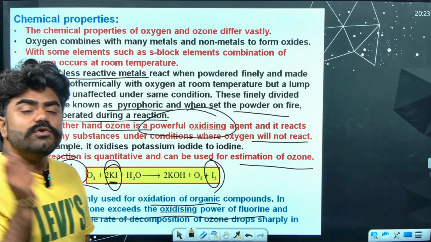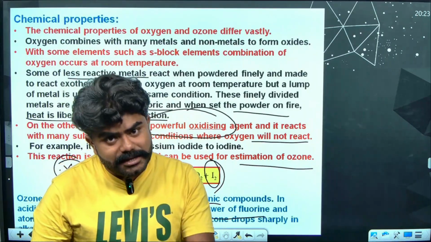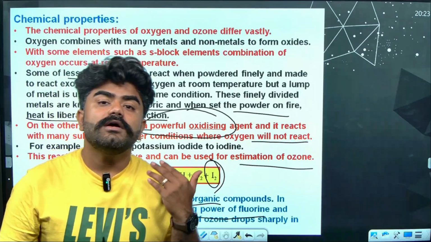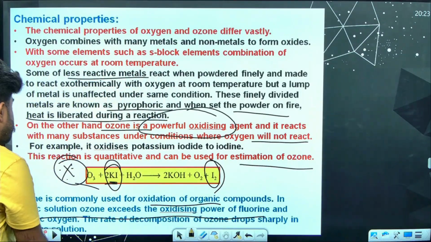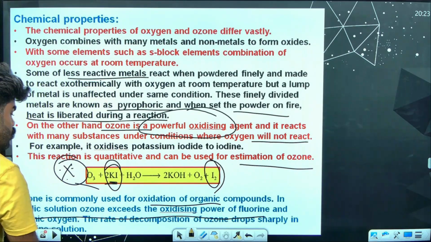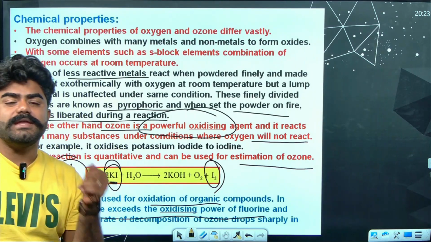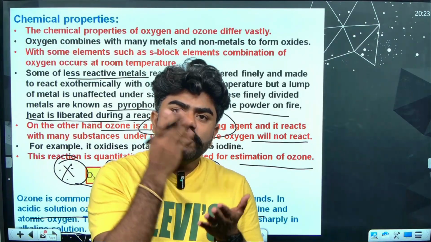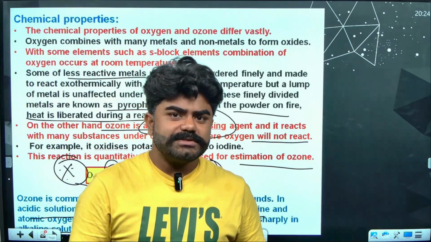Now we know that fluorine is the strongest oxidizing agent. But when ozone is taken in acidic medium, it even exceeds the oxidizing nature of fluorine. So imagine how powerful an oxidizing agent this ozone is. All right. But if you look at ozone in alkaline solution, you see that the rate of decomposition of ozone drops sharply. What that means is, only when the ozone molecule decomposes will we get oxygen. Okay, that oxygen is what is going to oxidize the substrate.